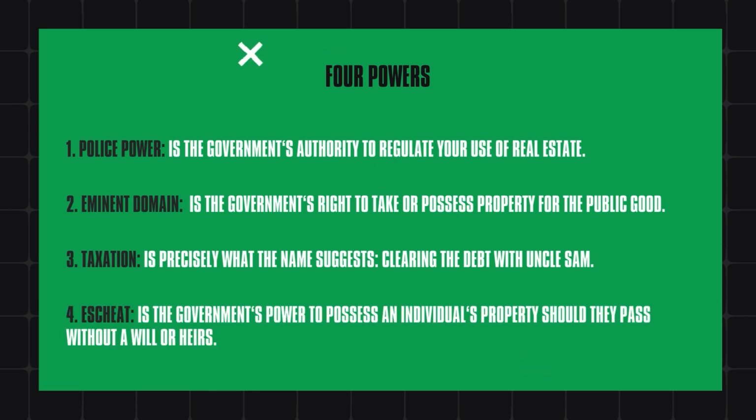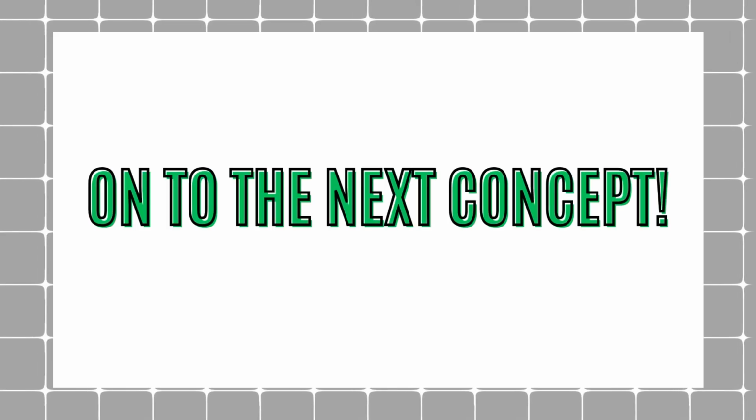And finally, escheat, which is the government's power to possess an individual's property should they pass without a will or heirs. Okay, on to the next concept.